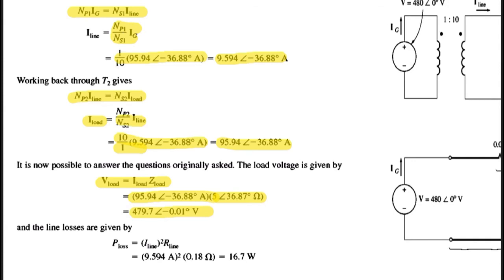And the line losses are given by the same equation here: I line squared multiplied by R line. I line squared is 9.594 ampere squared multiplied by 0.18 ohm. So the answer will be 16.7 watt. As you can see, we reduced the losses here. In part A, we had 1000 watt losses. Now by using the transformer, we reduce the losses to be 16.7 watt only.